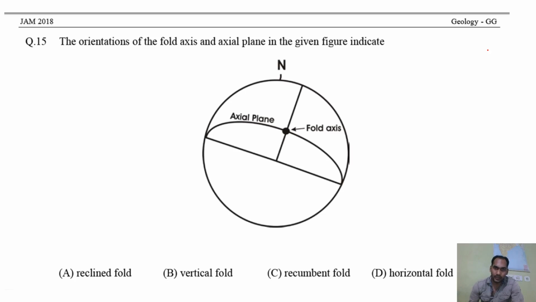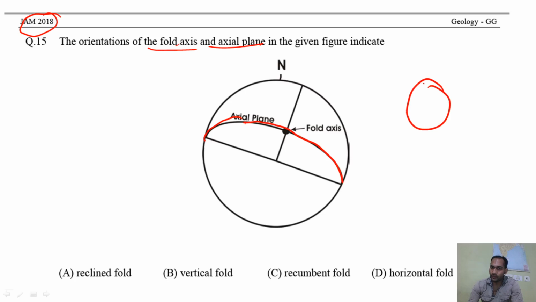Okay, this is a question from JAM 2018. Here it is asking about the orientation of the fold axis, and the axial plane is given. Fold axis and axial plane are given. So which type of fold is this? This is the axial plane.